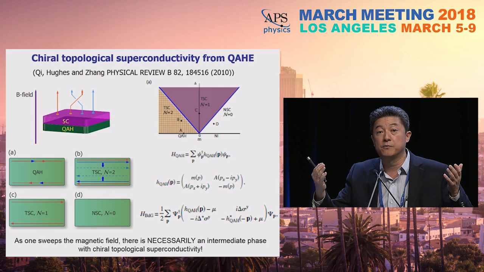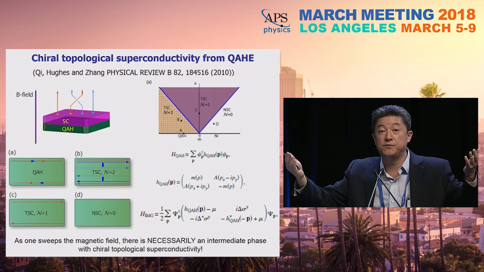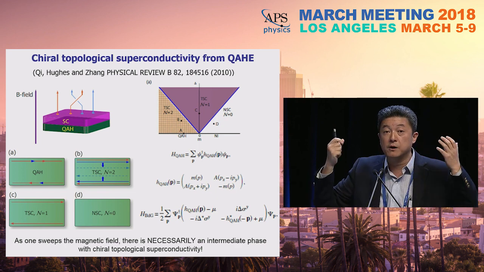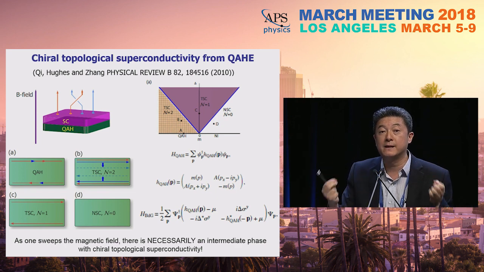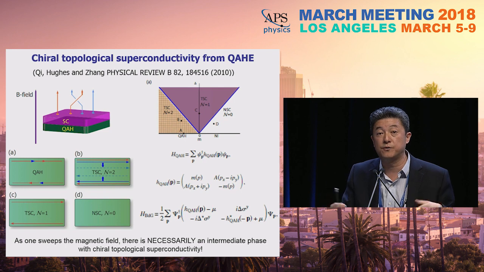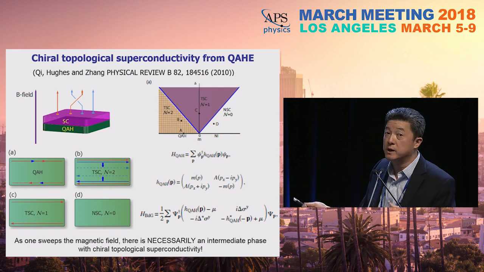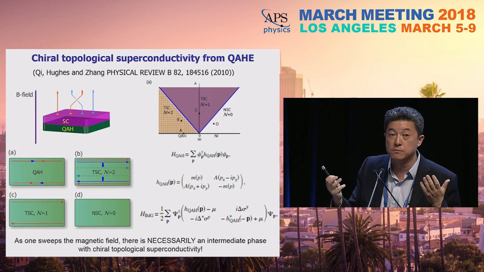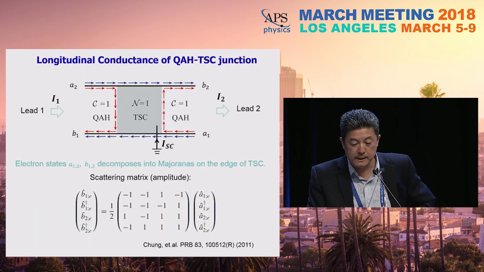But the ordinary quantum Hall effect requires a very large external magnetic field, which may destroy the superconductor. So the discovery of quantum anomalous Hall in magnetically doped topological insulator is very timely. Then you can have a relatively low magnetic field and still realize the whole setup. So this is the idea.